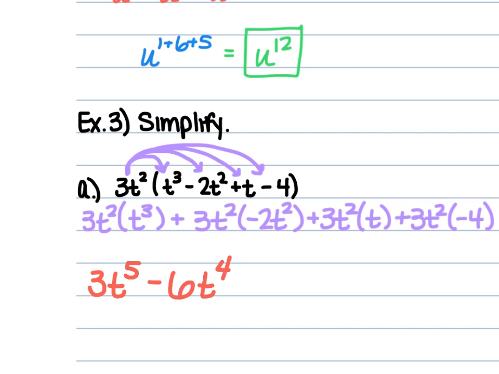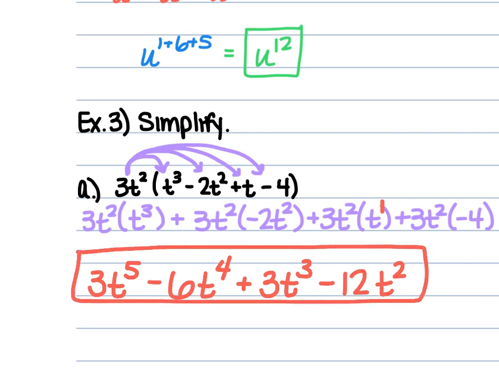For 3t squared times t, you keep the positive 3, keep the t, and then add your exponents. 2 plus 1 gives us 3. And then lastly, you have the 3t squared times negative 4. So 3 times negative 4 is negative 12. Keep the t squared because there's no other t. So we have 3t to the fifth power minus 6t to the fourth power plus 3t cubed minus 12t squared.